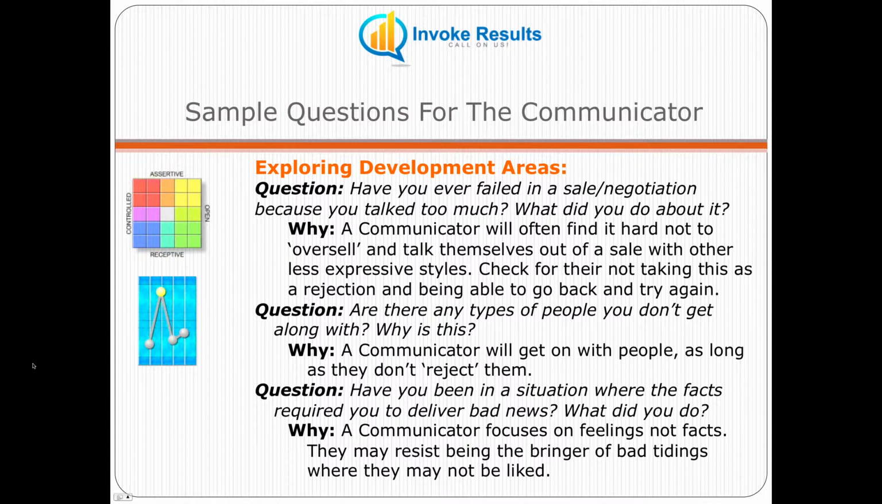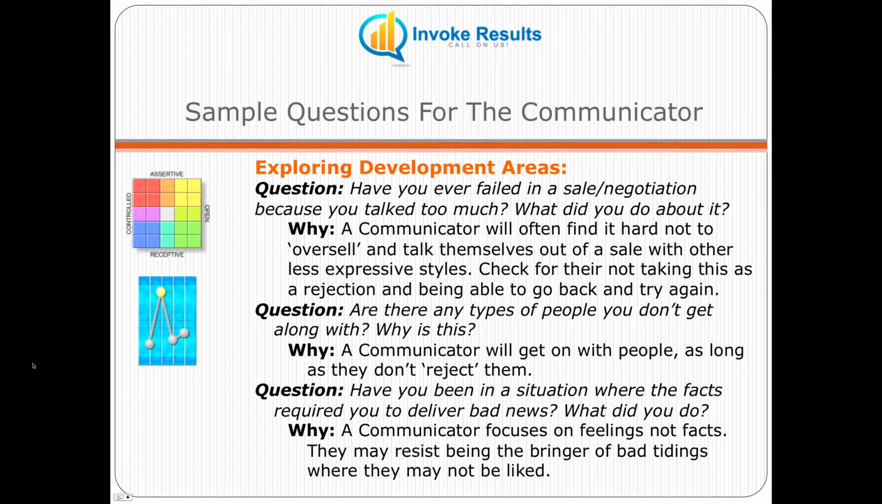Have you been in a situation where the facts required you to deliver bad news? What did you do? Well, the communicator is all about feelings and not facts. They also want people to like them, so they may resist being the person that brings bad tidings, because that may mean that they're not liked. So in a situation where your role will require them to be the bringer of bad news, you may need to consider that. Again, always bear in mind the other factors of their DISC profile.